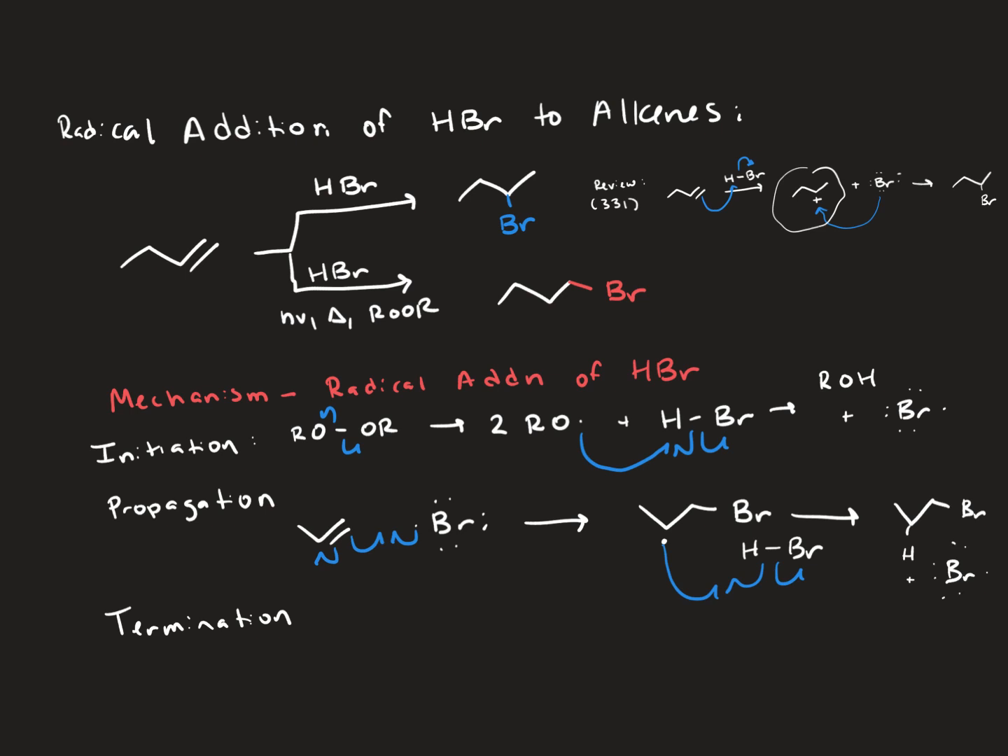Finally, there are many possible termination steps. We don't even really need to show them all the time. I'm just going to show one option for a termination step, which is that 2 bromine radicals find each other and make Br2. There are many possible options. They generally happen a very small percentage of the time because it's much harder for 2 radicals to find each other than it is for a radical to find an alkene or something else to react with.